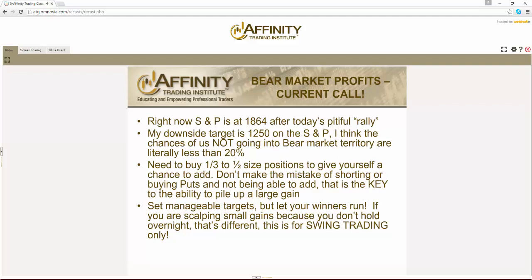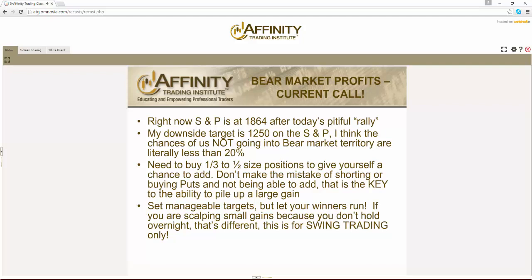Okay. Don't make the mistake of shorting or buying puts and not being able to add. That is the key to the ability to pile up a large gain. So what I try to do is take a small position, and then add to it if I'm wrong, depending on the type of trade. If it's a day trade, I just stop out. But if it's something I'm committed to, such as, you know, the Apple short.